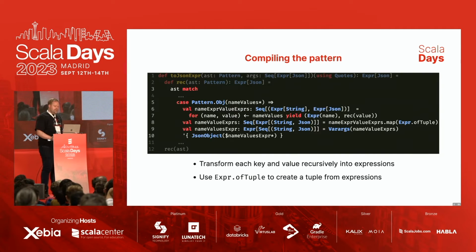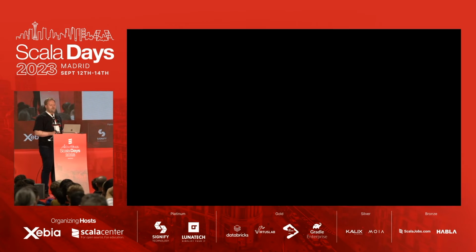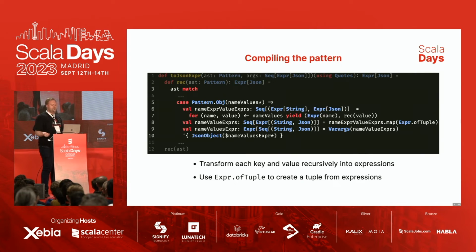And then we have the object, which is really similar, but now we have to lift the name and recursively lift the value. But then we have an extra step, which is that we have basically a sequence of tuples of expressions, and we want to make a sequence of expression of tuples. So we have this expr of tuple that helps us take any tuple of expressions into an expression of tuple. And then we do the same with the varargs and call the constructor of the JSON object with the varargs.